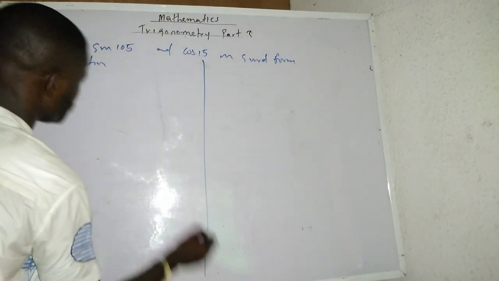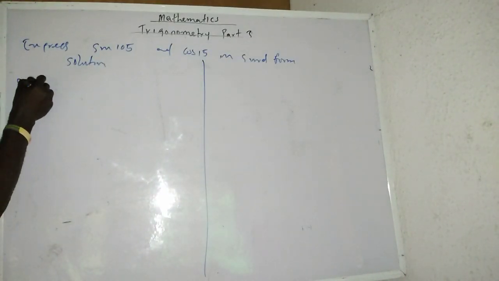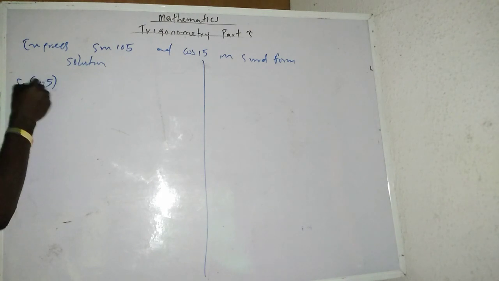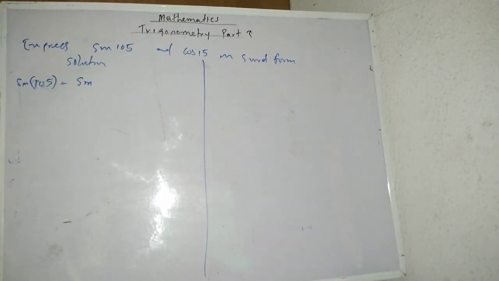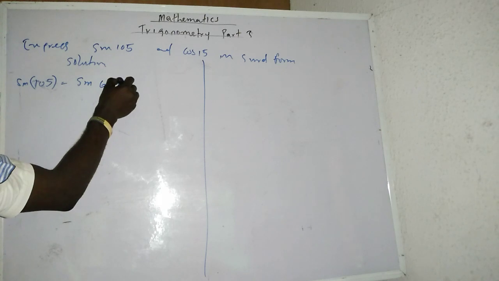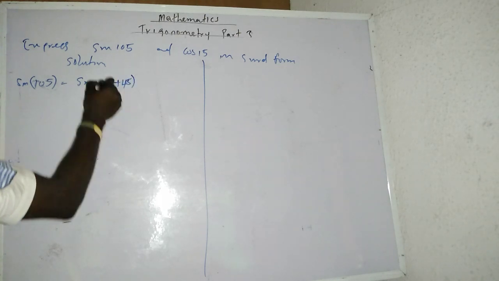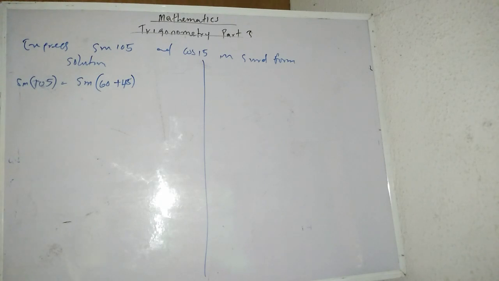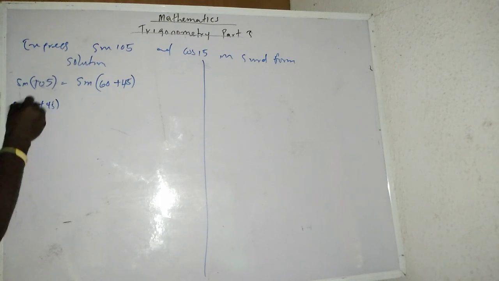Now, the first one is 105. I can express this as what? If I have 60 plus 45, it will give me 105. Now this one becomes a compound angle. Once it's a compound angle, I can say sine 60 plus 45, which will give me what?